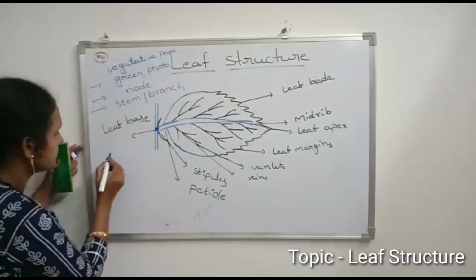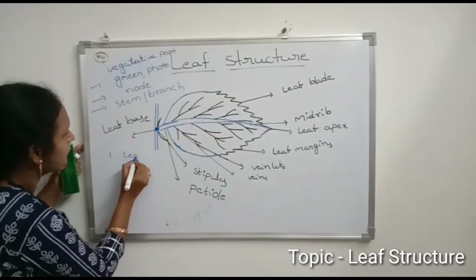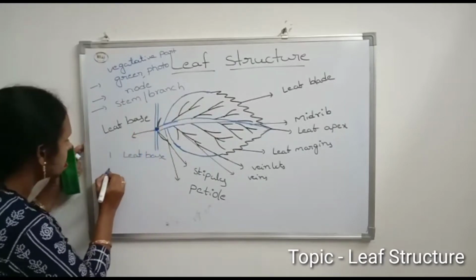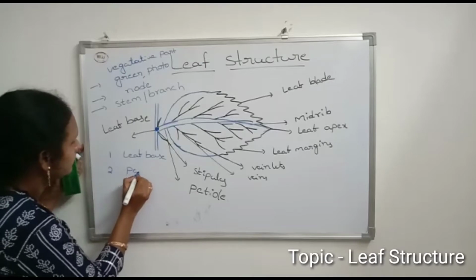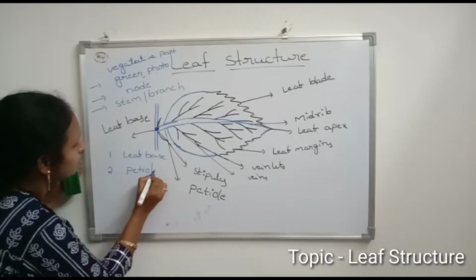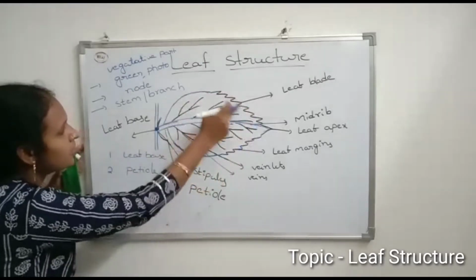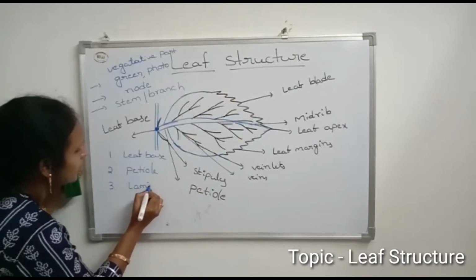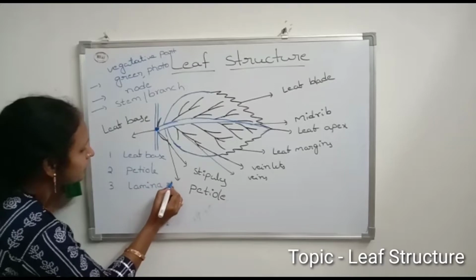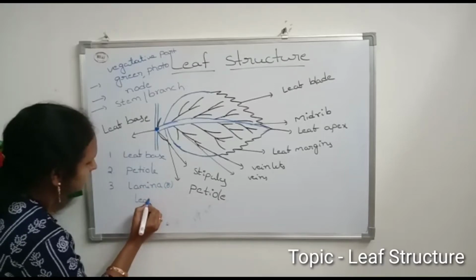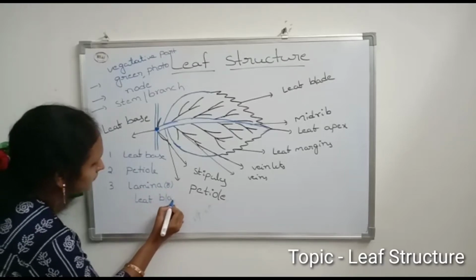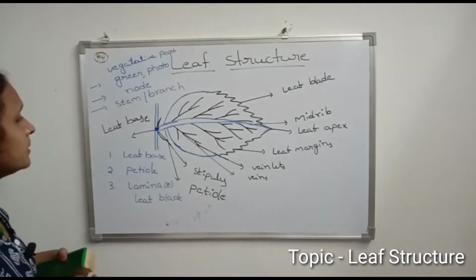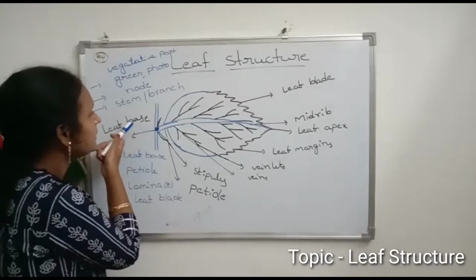The first one is the leaf base, the second one is the petiole, and the third one is the lamina. Lamina is the leaf blade. First, the leaf base. This portion is the leaf base.